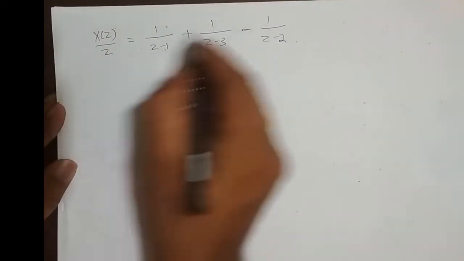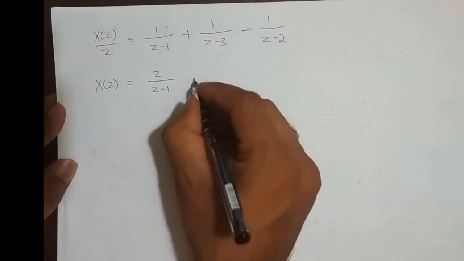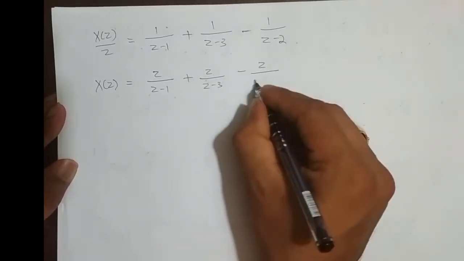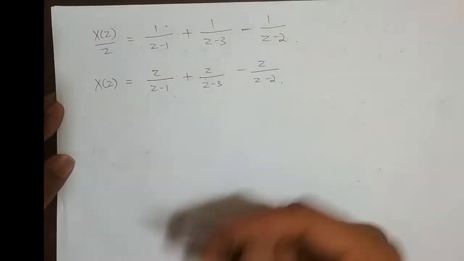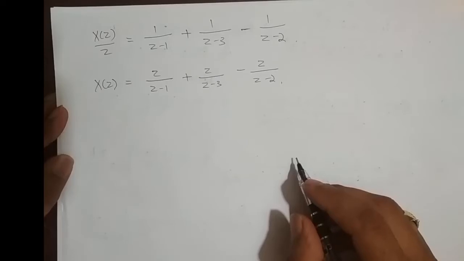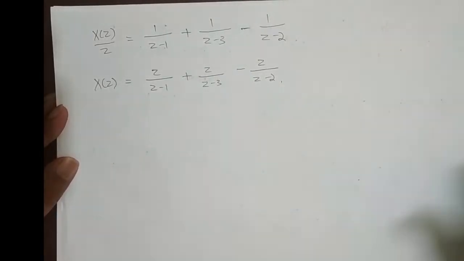Now take this z to the other side. What do I get? X of z as z divided by z minus 1 plus z divided by z minus 3 minus z divided by z minus 2. So now this is my basic formula. Now I need to find the inverse Z transform corresponding to those 3 cases. Depending upon the cases of ROC, we get different kinds of inverse Z transform.